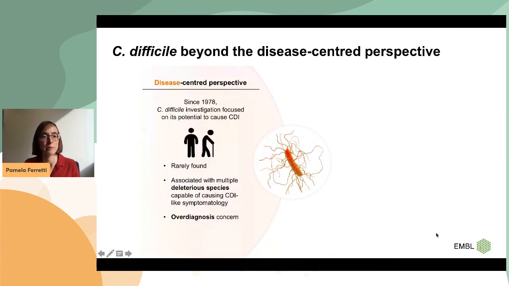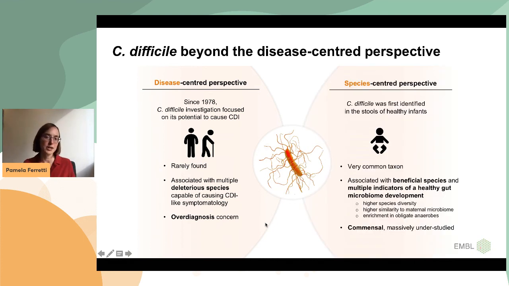And with this, I would like to wrap up by saying that C. difficile so far has been studied with a disease-centered perspective in mind, meaning studying C. difficile for its potential to cause C. difficile infection, which means that we are focusing on adults and elderly, which is a very specific age category in which C. difficile is rarely found and is associated with multiple deleterious species that are capable of causing CDI-like symptomatology. And in this age category, there is also a significant concern for overdiagnosis.